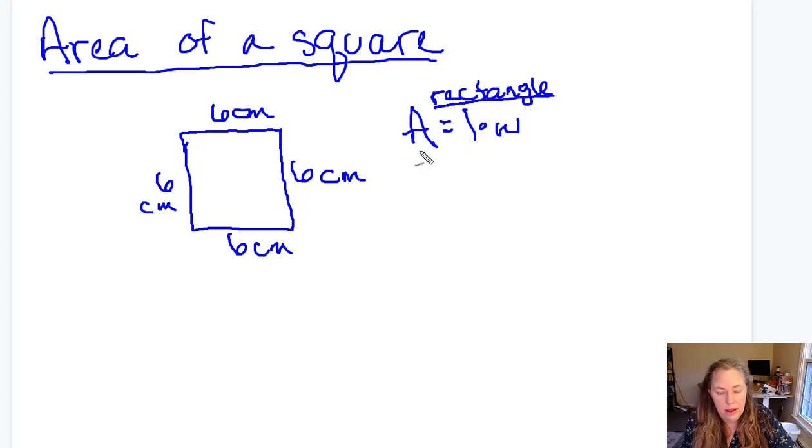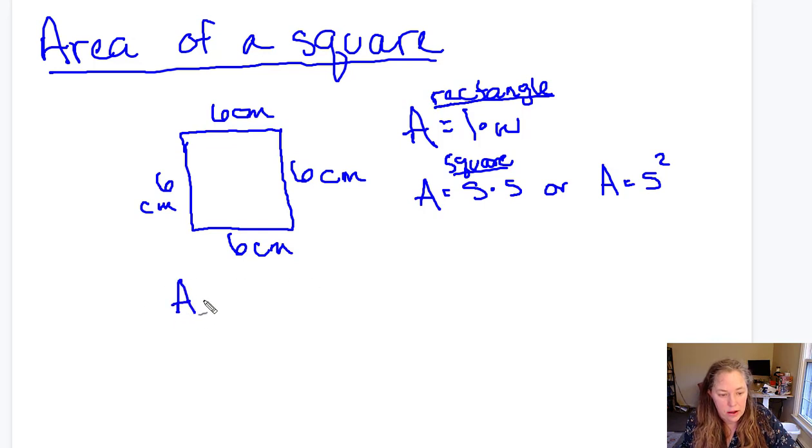In the case of a square, the length and the width are the same, so we sometimes say that the area is side times side, or area equals side to the second power, where S is side length. These are the same formulas as length times width. In a square the length and the width are the same, so we sometimes use S. So in this case, the area of this square is going to be 6 times 6.